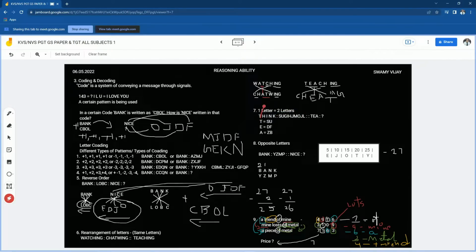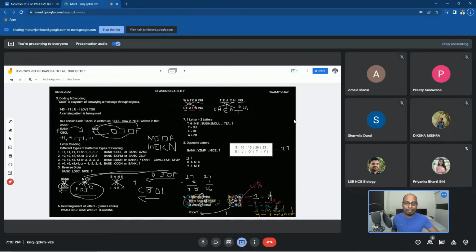Now for 1 letter they are using 2 letters. For T they have used SU. For H they have used GI. For I they have used HJ.